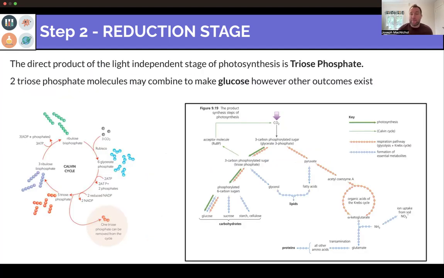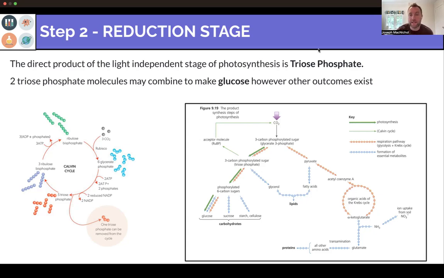Now, at that point, once you make your glyceraldehyde 3-phosphate, glyceraldehyde 3-phosphate is also just called triose phosphate in the IB world and elsewhere, but really in the IB world. That glyceraldehyde 3-phosphate is the product, right? We're done. But I need you to know that that's not glucose. It actually takes 2 turns of the Calvin cycle to make a glucose because each one only makes a triose phosphate. But also that glucose is not the only thing that can happen.